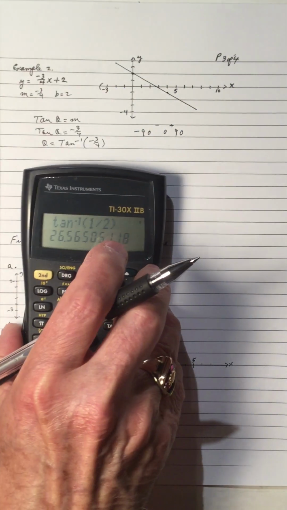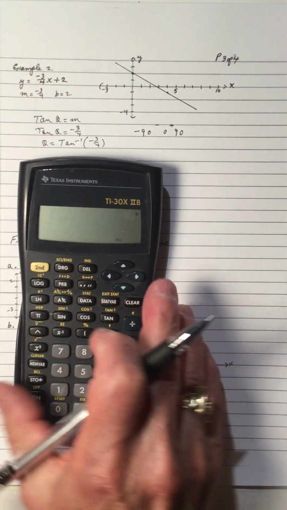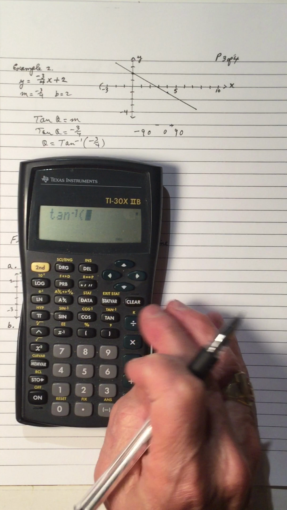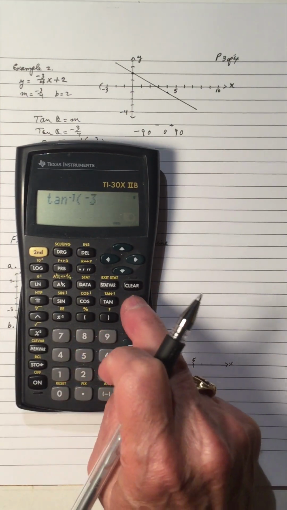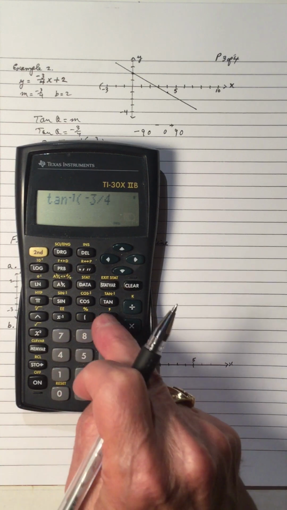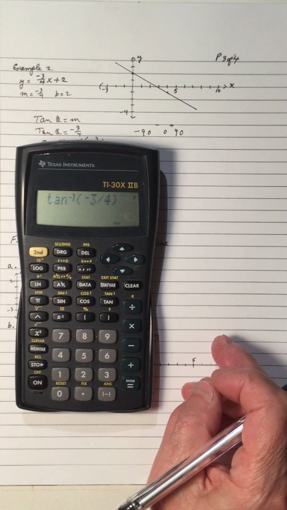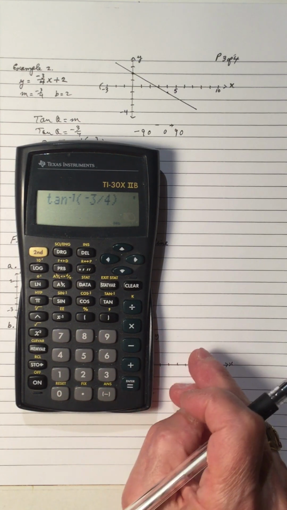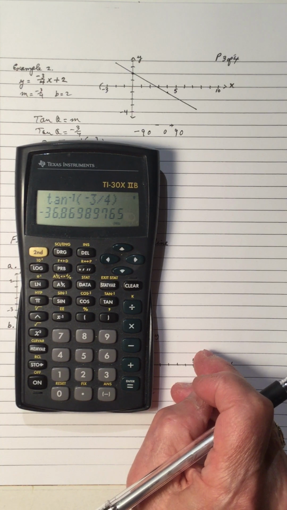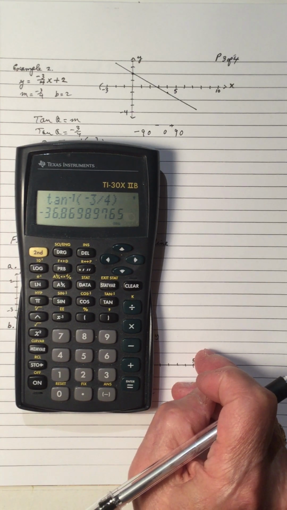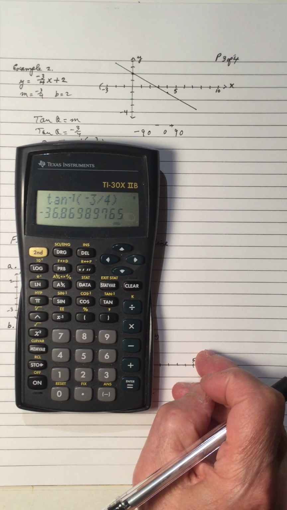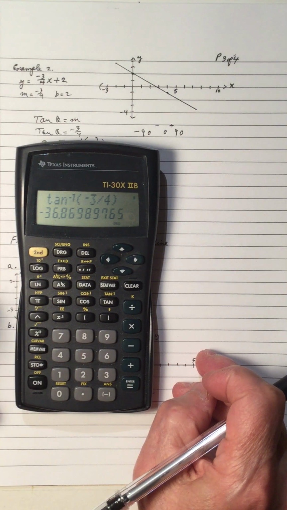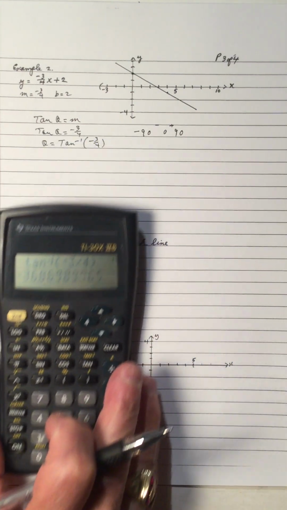So let's have a look at it, clear it. So inverse tan of negative 3/4. So it's negative 3 divided by 4. Again, I could have called it a negative decimal 0.75. And that gives us an angle of negative 36.86, so the angle is 36.9 to the nearest tenth.